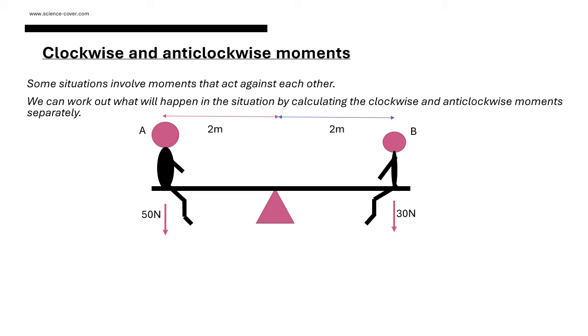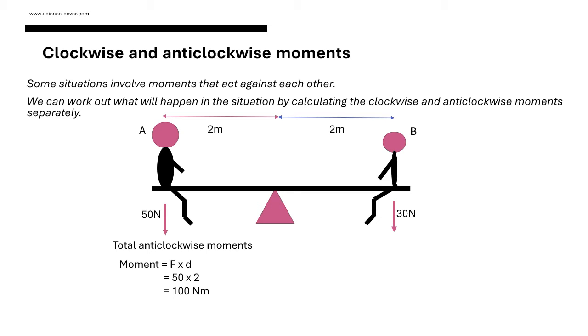Here we can see 2 children, child A and child B, on a seesaw. So to work out the total anti-clockwise moment, we look at child A. They have a 50 Newton weight and they are 2 meters from the pivot. So the total anti-clockwise moment is equal to the force multiplied by the distance. That's 50 multiplied by 2, which is 100 Newton meters.